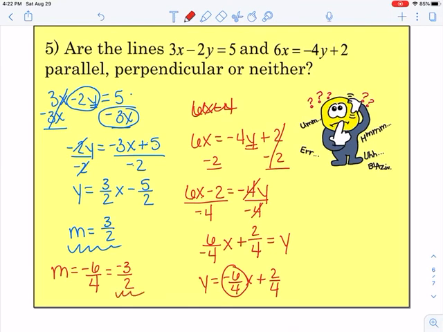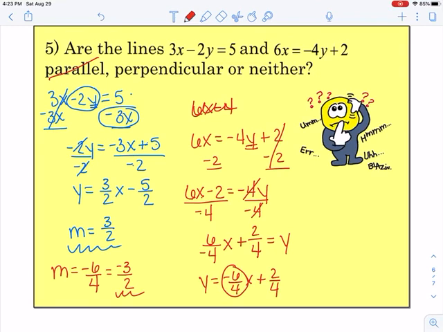Okay, so parallel lines have equal slopes. So I have 3 over 2 and negative 3 over 2. A negative number can never equal a positive number. They're not parallel. Perpendicular lines have negative reciprocal slopes. That means one has to be negative and one has to be positive. I do have that. I have a positive 3 over 2 and a negative 3 over 2.